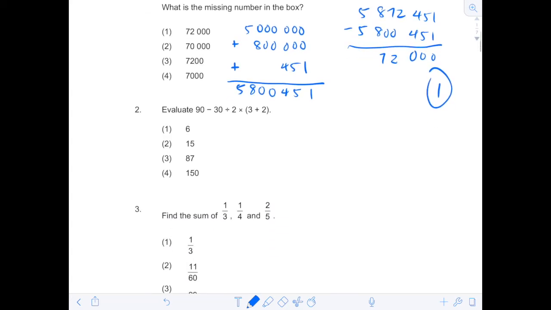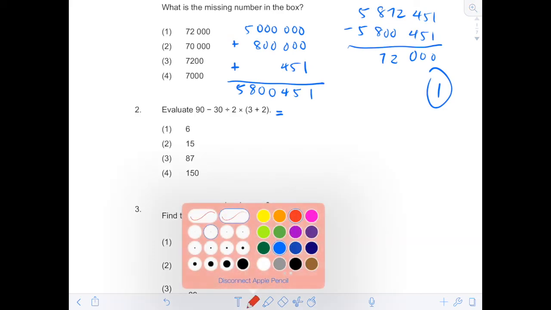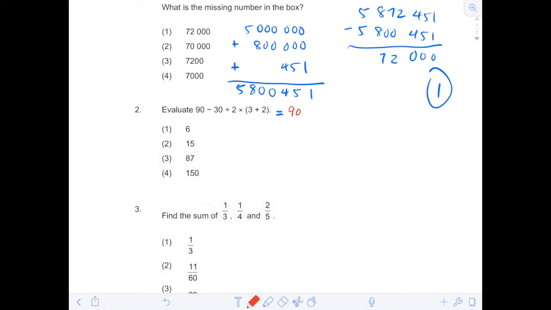Okay, question 2. Evaluate 90 minus 30 divided by 2 times bracket 3 plus 2 bracket. For this kind of question, always work step by step from left to right, first starting with the brackets. So we are going to just copy everything down. Maybe I should use a different color so it's not so confusing. Okay, we're going to copy everything down.